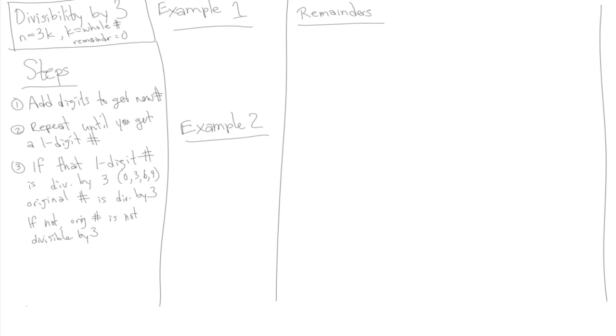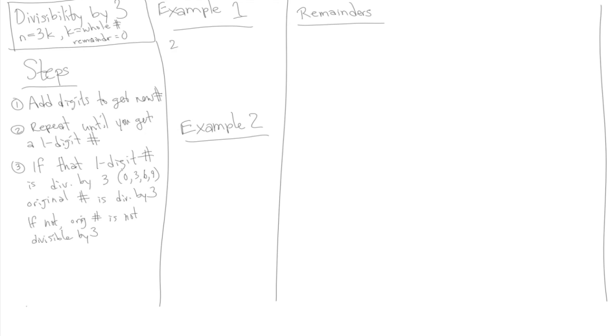So add all the digits together and keep adding the digits of the new numbers that you get until you get a one-digit number. If that number is divisible by 3, if it's a 0, 3, 6, or 9, you're good. If not, you're not divisible by 3. So let's see a few examples.